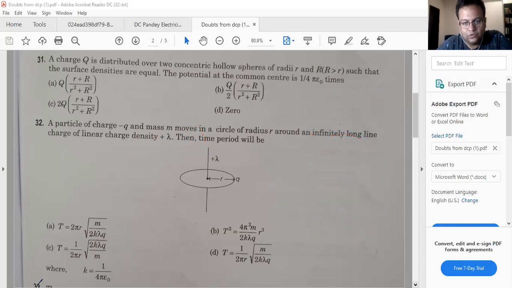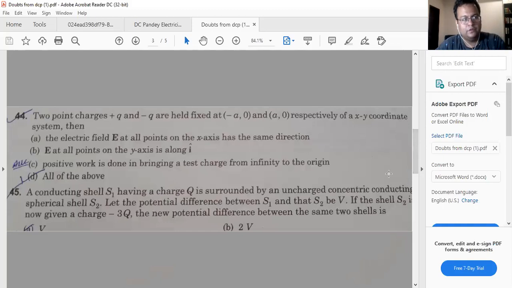32 is based on Gauss law. Leave that. Sir, why is option A wrong in 44? In 44, q and minus q are held at minus a and a. Electric field is same at all the points on the x-axis. Electric field at all the points on the x-axis. So between the two charges, the electric field is in the opposite direction.